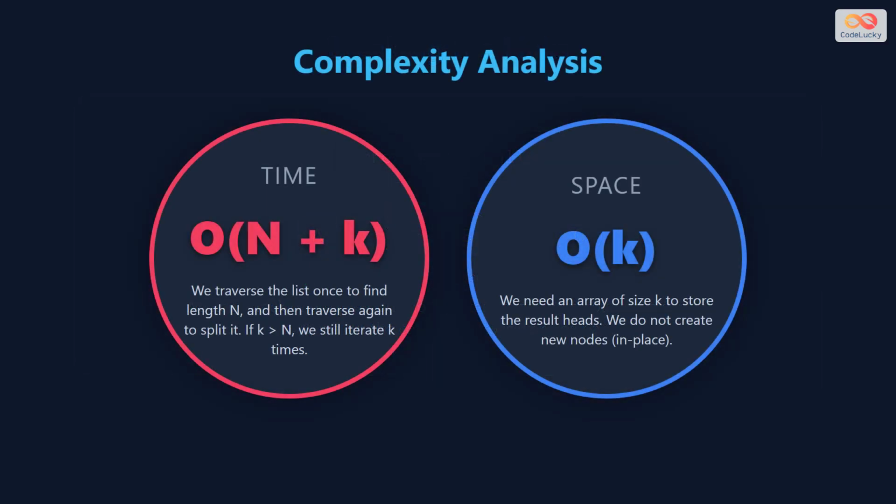Let's analyze the performance. The time complexity is big O of n plus k. We traverse the list once to count it, and then effectively traverse it again to split it. The space complexity is big O of k, which is required for the array that stores the result pointers. We do not allocate new nodes, so we are efficient with memory.